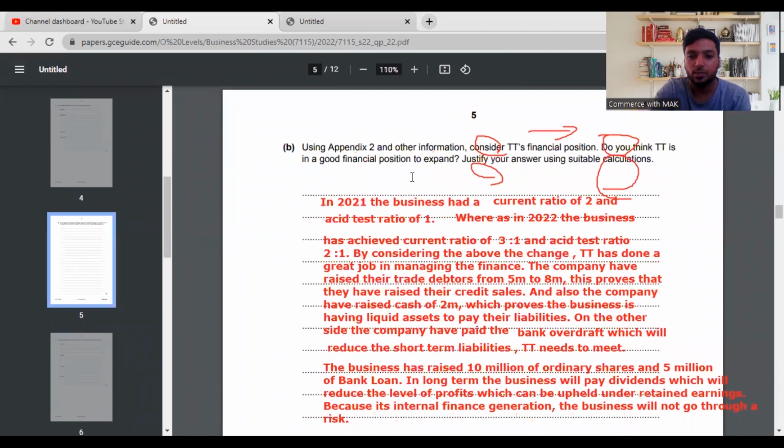Now, I spoke about how in 2021 the business had a current ratio of 2 and an acid test ratio of 1, whereas in 2022 the business has achieved a current ratio of 3 to 1 and an acid test ratio of 2 to 1. Considering the above change, TT has done a great job in managing the finance. The company has raised their creditors from 5 million to 8 million. This proves that they have raised their credit sales, and also the company has raised cash of 2 million, which proves the business has liquid assets to pay their liabilities. On the other side, the company has paid the bank overdraft, which will reduce the short-term liabilities.